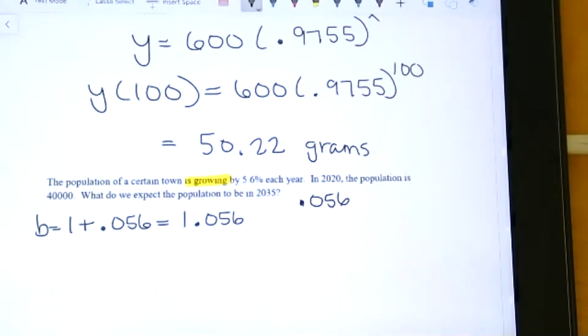Okay, so when you grow, you do 1 plus your percent. Percent needs to be written as a decimal. When you are decreasing or decaying, you do 1 minus.